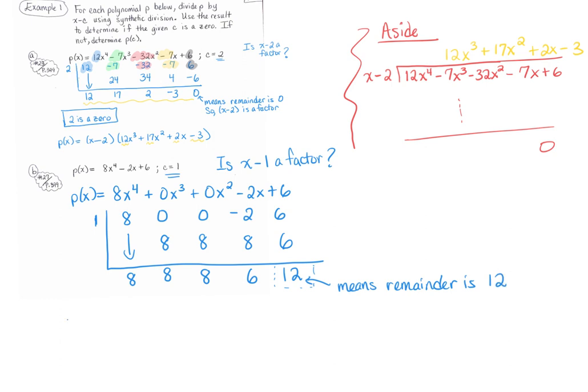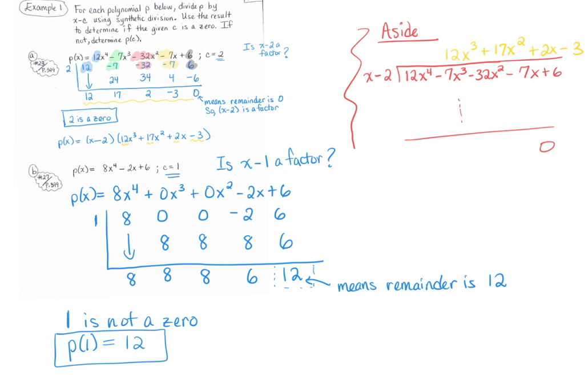So what do we get? 1 is not a 0 because our remainder is not 0. So that means this 1 that we started out with, where c is equal to 1, is not a 0. Because we had to use the result to determine if the given c is a 0, if it's not, determine p of c. So p of c is p of 1, which is equal to 12. Okay, and that's our final answer.